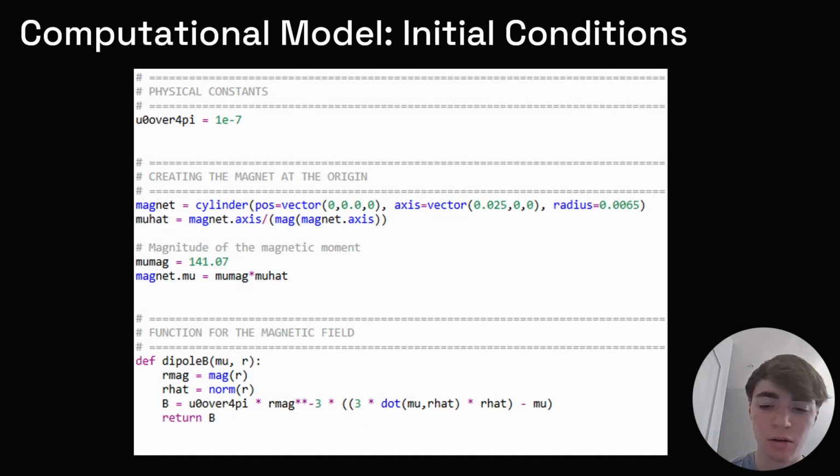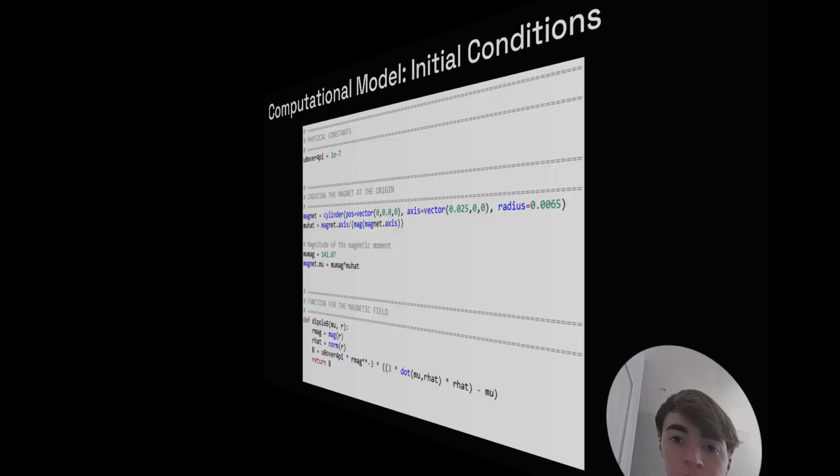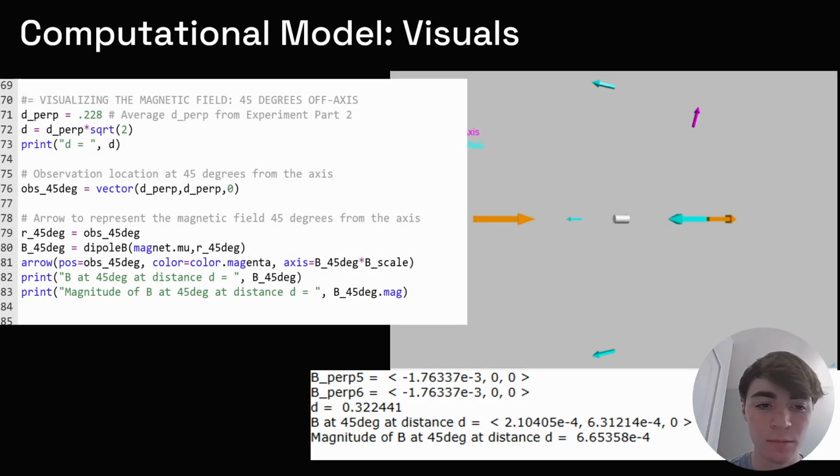For the computational model, we can begin this part of the experiment. We start by making a function for the magnetic field as well as plugging in our initial values, which is 141.07 amps meters squared from the data found in the actual experiments. And then we can move on to the visual part of the computational model. For the visual part of the model, we start by also using our average B-perp from part 2 of the experiment. And then we created a visual with 2 on-axis arrows, 4 perpendicular arrows, and 1 arrow at a 45-degree angle. What this results in is an average field calculated by the model, which is close to, but a little bit different than our actual found value, which can be due to variation and error.